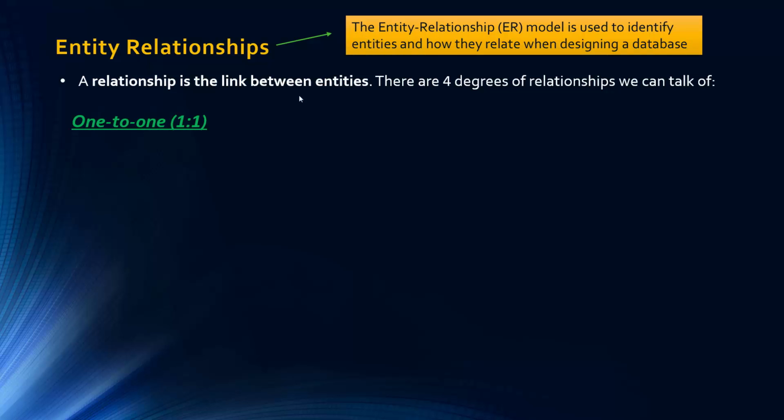And so we're going to talk about 4 degrees of relationships, and technically we're talking about binary relationships. So in terms of 2 entities, you can have tertiary, you can have quaternary, 3 and 4 entities respectively, and so on. We're going to talk about 2 to keep it nice and simple.